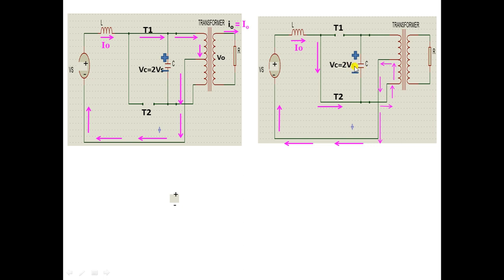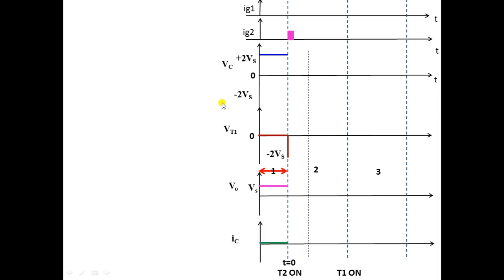Okay, it will start discharging from 2 Vs, and when it is discharging, it will attain 0 and then it will charge again to -2 Vs. We will see that in the graph. See here, the capacitor it was fully charged to +Vs in mode 1. Now in mode 2 it will start to discharge.